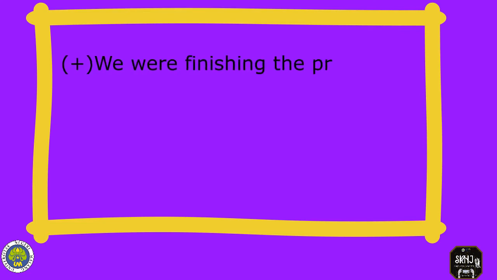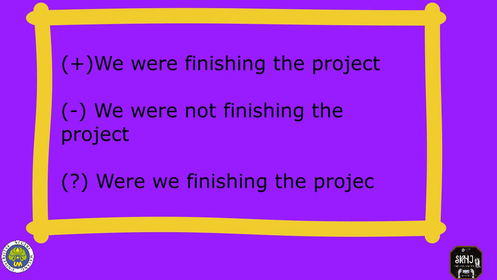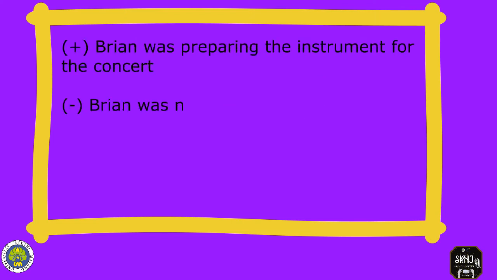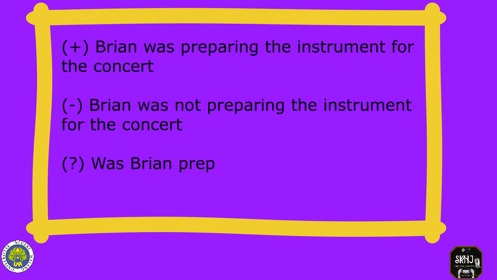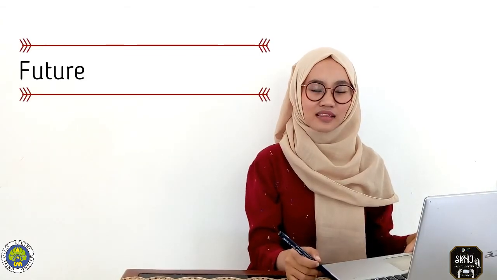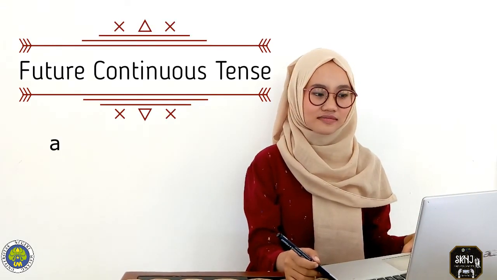The examples are: we were finishing the project, we were not finishing the project, were we finishing the project? Brian was preparing the instrument for a concert, Brian was not preparing the instrument for a concert, was Brian preparing the instrument for a concert? The last continuous tense is future continuous tense.